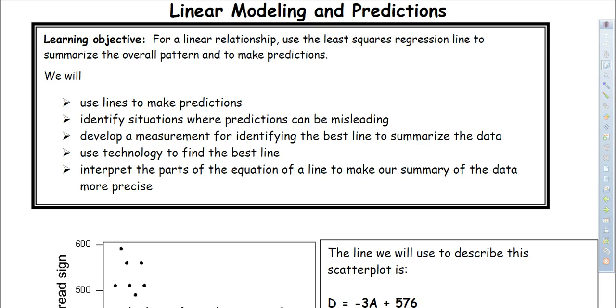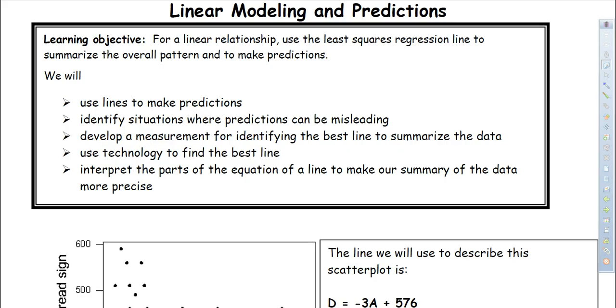Welcome back. We're going to continue our notes. We're looking at linear modeling and predictions. So our whole goal right now is to look at a data set, and we'd like to find a line that will model the data. And we want to actually find what would be considered the best fit line, and use that line to be able to make predictions within the data.